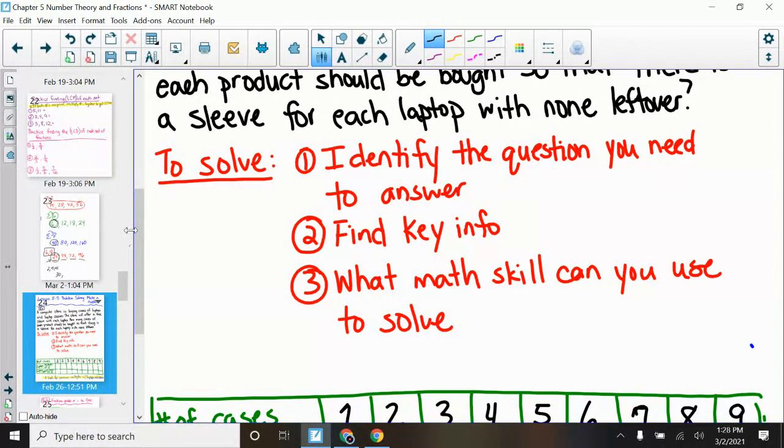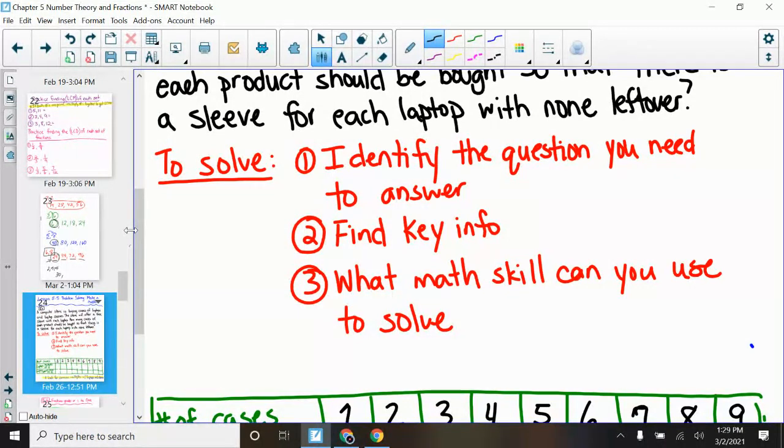All right. So to solve word problems, the very first thing that you should teach your brain to always do is identify the question that you are trying to find the answer to. And most of the time, almost always, the question will be located in the last sentence of the word problem. Okay? Step number 2, once you know the question that you have to answer, then you got to go back into the word problem and find that important information.